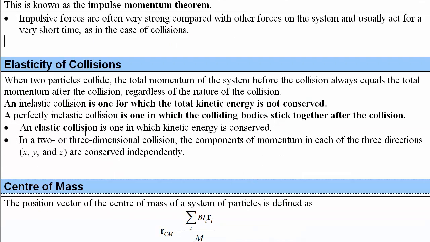Elasticity of collisions. If two particles collide, then we can distinguish between different kinds of collisions. An elastic collision is one where the kinetic energy is conserved. Inelastic would be one where kinetic energy is not conserved. A perfectly inelastic collision means that not only is the energy not conserved, but the objects actually stick together after the collision.